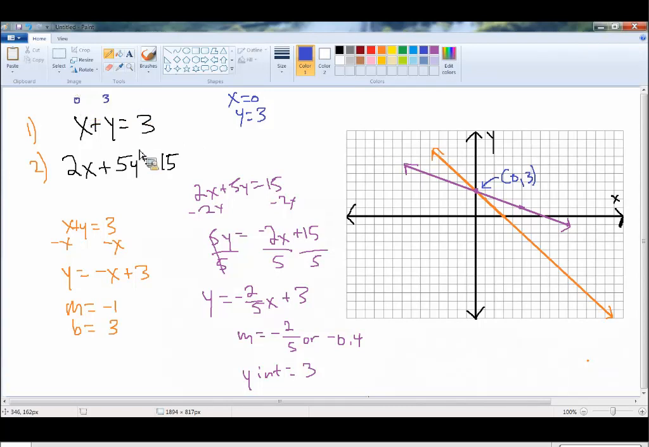If x is 0 and y is 3, then 0 plus 3 is, of course, 3. And here, if x is 0 and y is 3, that also works, because if x is 0, then this whole term is 0, plus 5 times 3 is 15. So that works as well. Okay, good. So that's where the two things intersect. Now, I won't bother solving algebraically, but if you recall how to solve things algebraically and you did it that way, it would work as well.